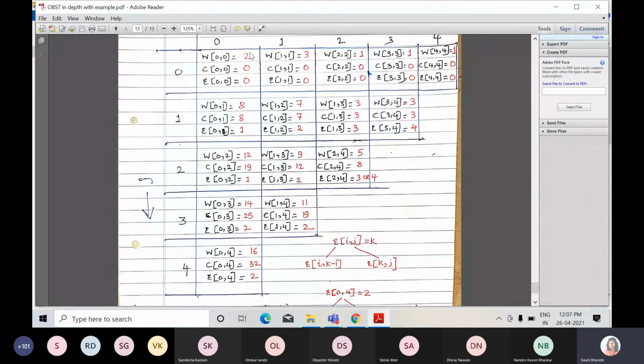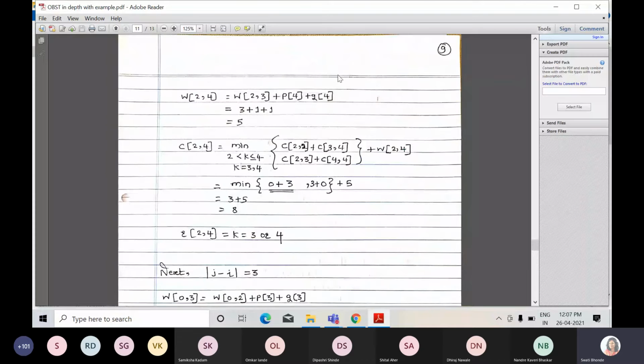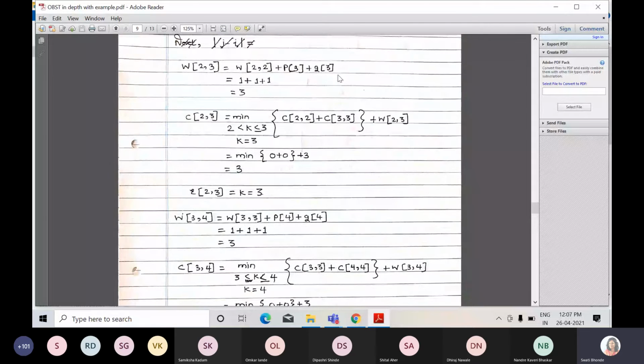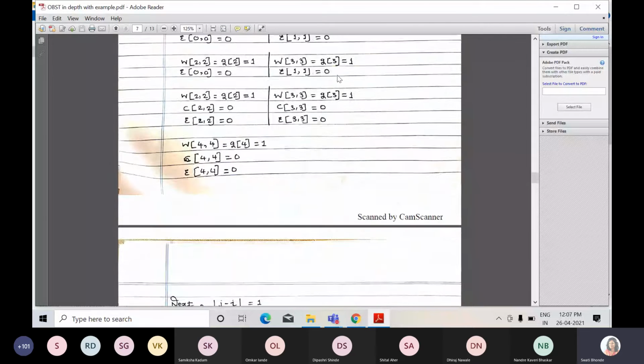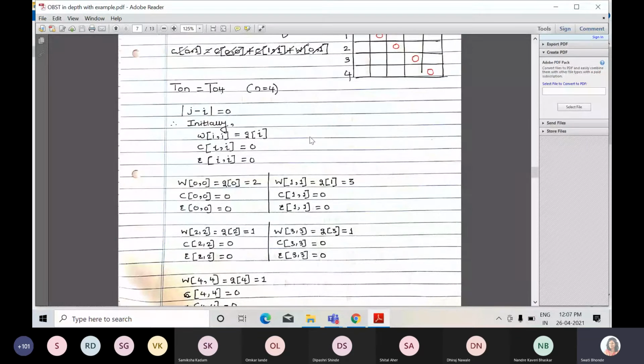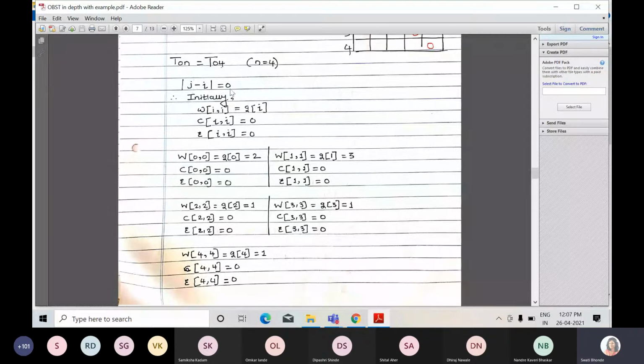So now what is next? You need to find all these values. You need to find all these WCR values. So now let us try to find all these WCR values. It is not that difficult, but I just need your concentration for this. Initially the difference of i and j will be 0, so j minus i will be 0.